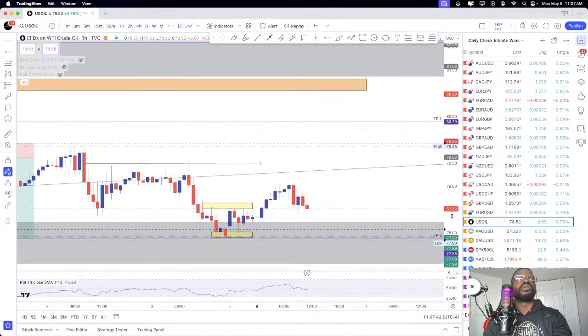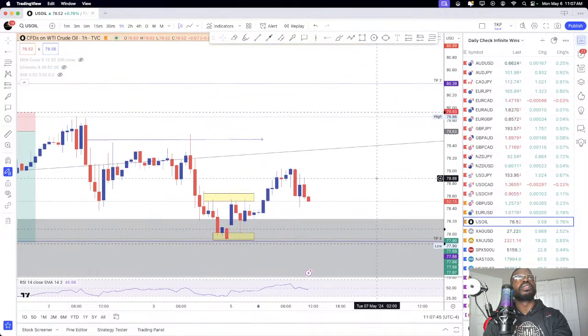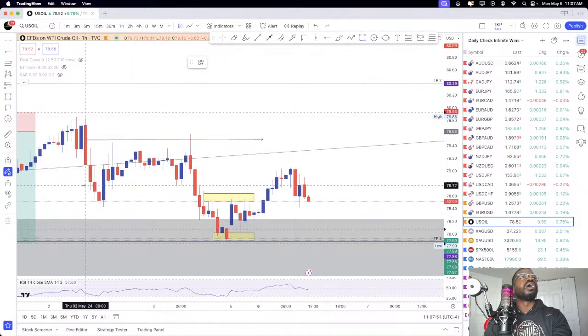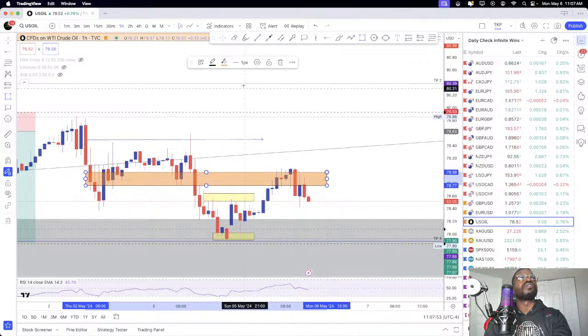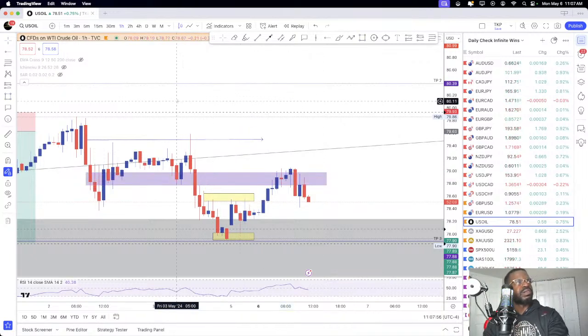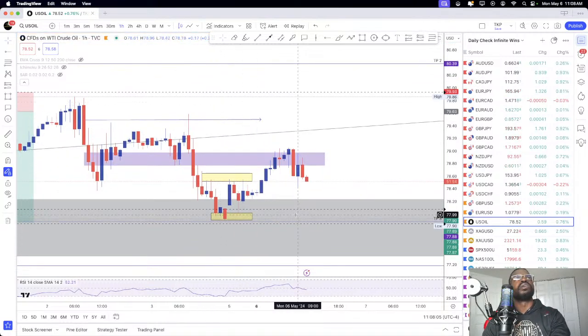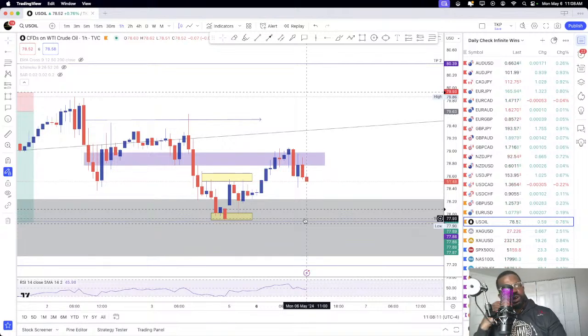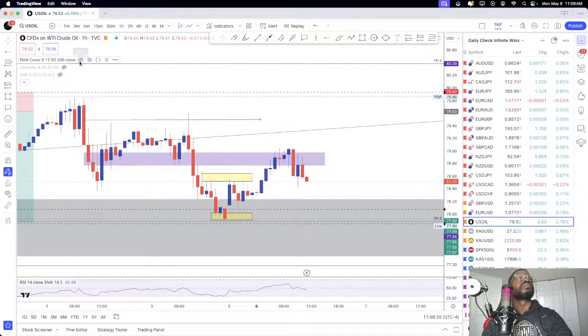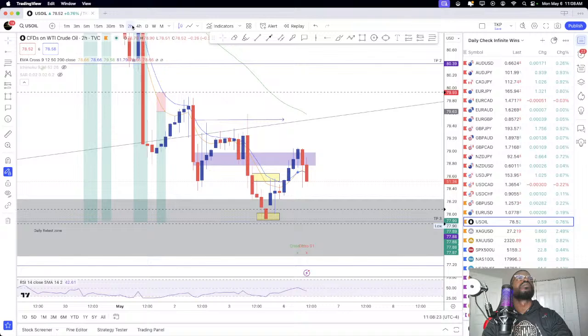What happened? Where did oil reject that? Okay, so oil retested this structural level right here, then failed. I did want to see this low being broken before looking for a buy on oil. So hopefully that'll happen with the next couple candles.